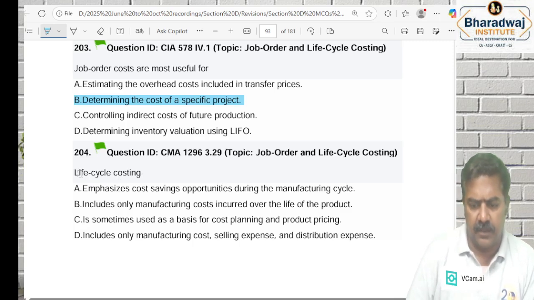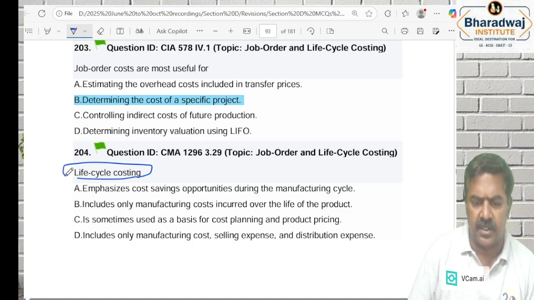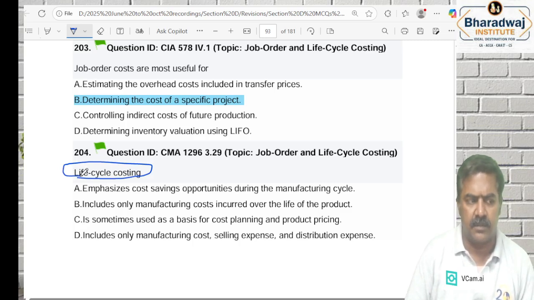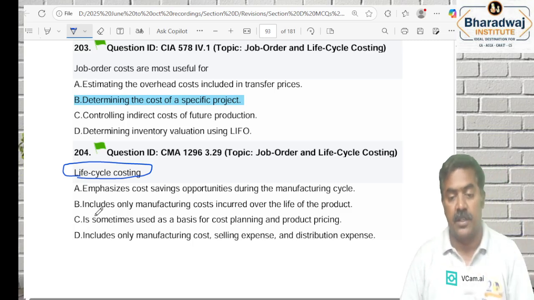Life cycle costing. Option B, sir. Option B or D? B. We don't include only manufacturing cost. Life cycle costing, like even pre-production cost like R&D cost, etc. is included. So this says only manufacturing cost, selling and distribution expenses. No. Life cycle costing, everything is included.